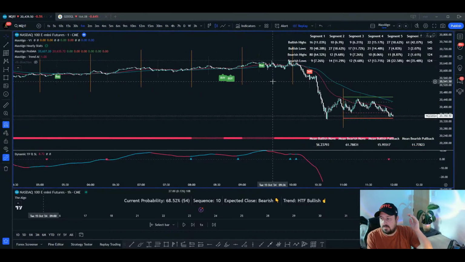Now, bearish, when you get these large bearish moves, there's no sequence 11. It's just because I had to stop at some point. So I stopped at 10. I can increase it if we need to, but there's just not that much data of it going past 10.